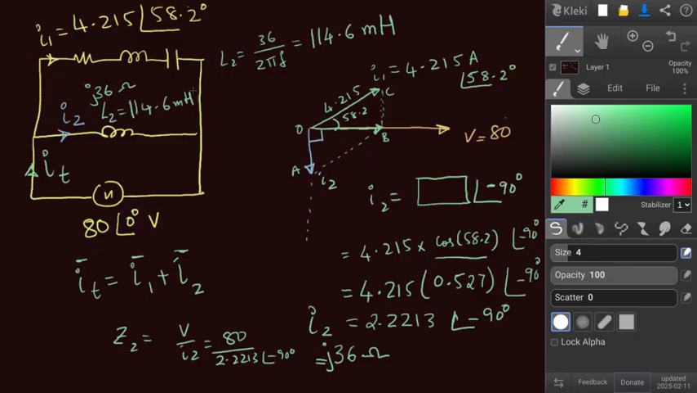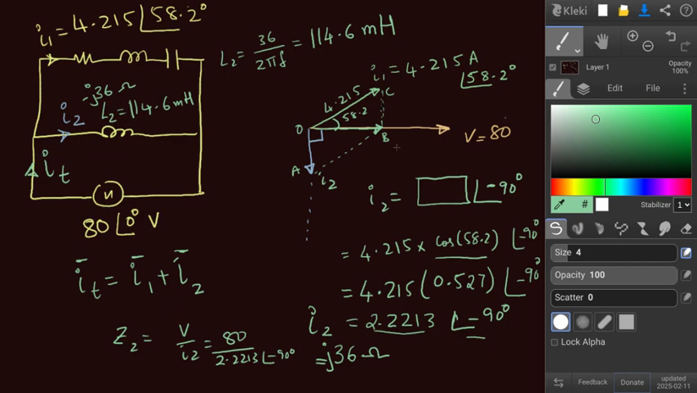If I have a 114.6 millihenries inductance as a second branch in parallel to the voltage supply, that will have an impedance of j36. That will have a current of 2.213 at minus 90 degrees. That will cancel out this current, and only the final current will be the real component of this.